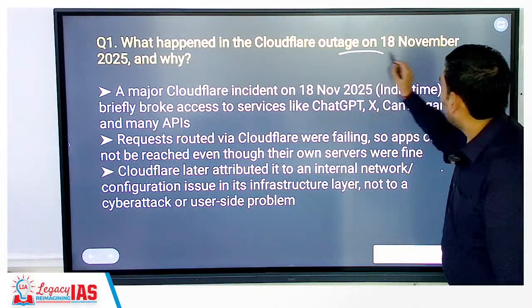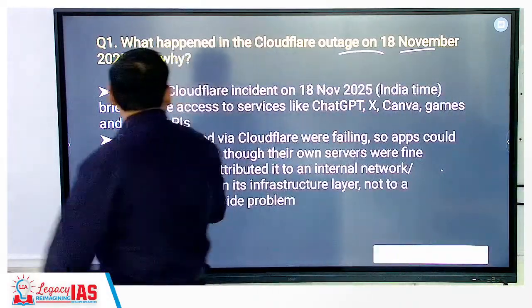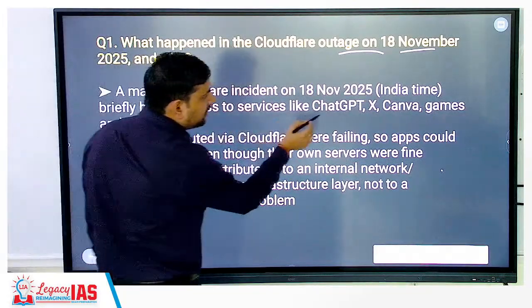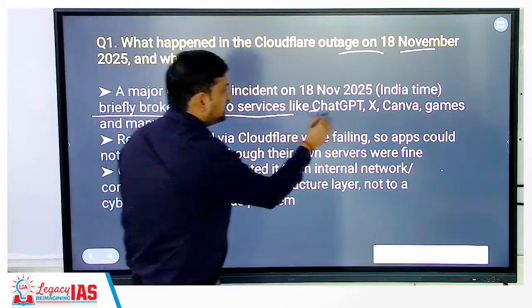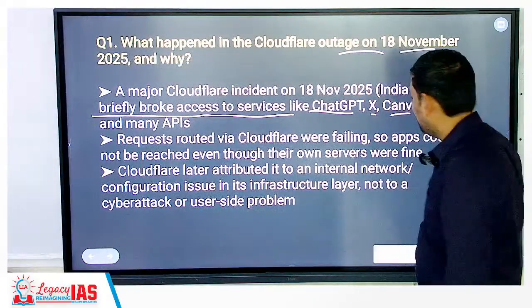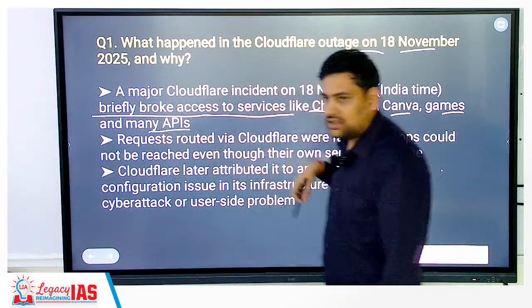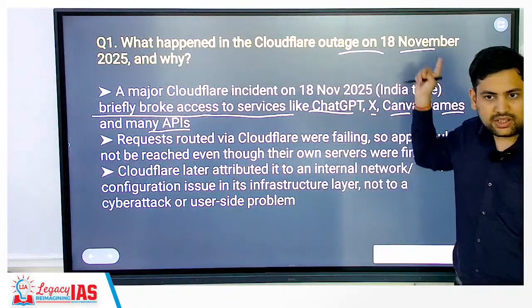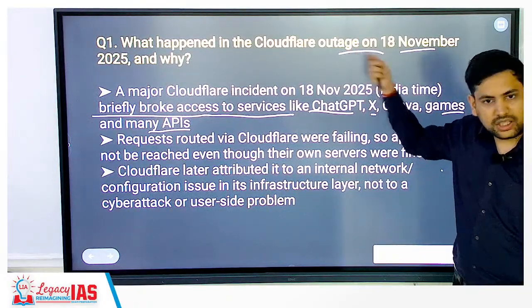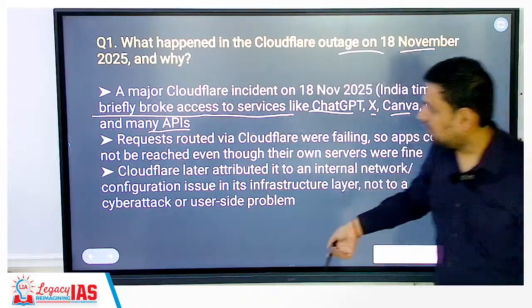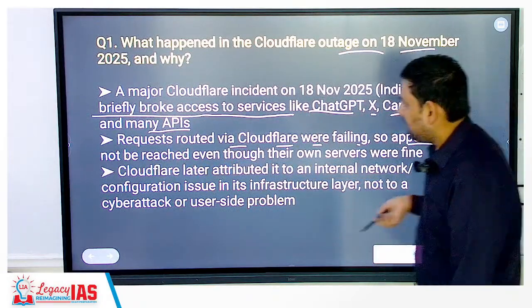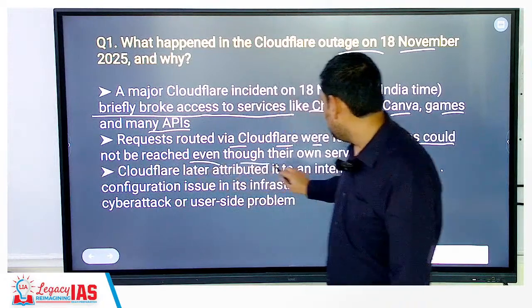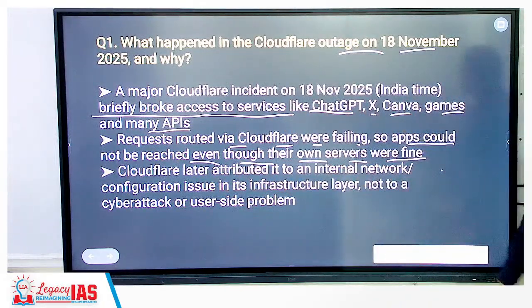Cloudflare outage on 18th of November. So a major incident happened. This briefly broke access to services like ChatGPT, X, Canva, some games and many APIs. So that connection between the APIs was broken because it was an intermediary. Now requests routed via Cloudflare were failing, so apps could not be reached even though their own servers were fine. Correct? Because the intermediary stopped working.